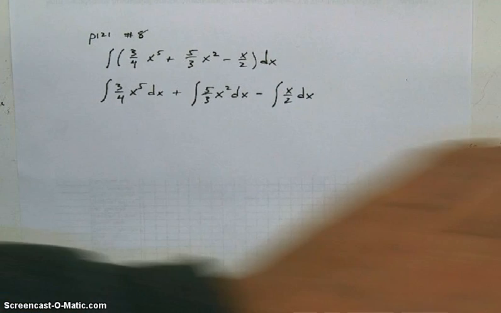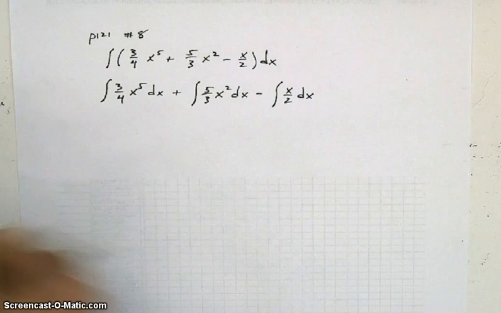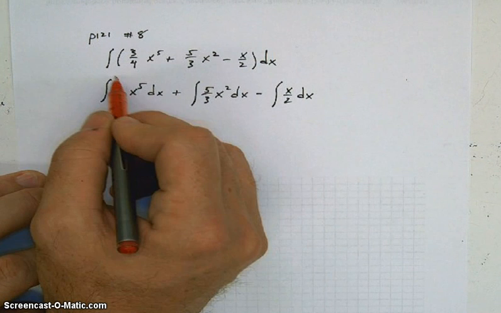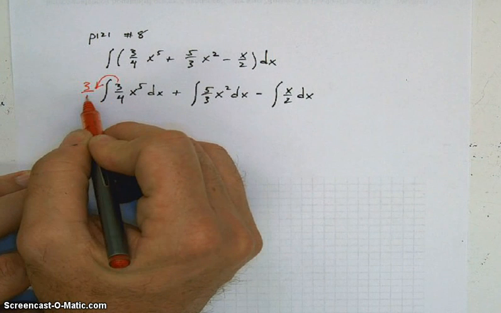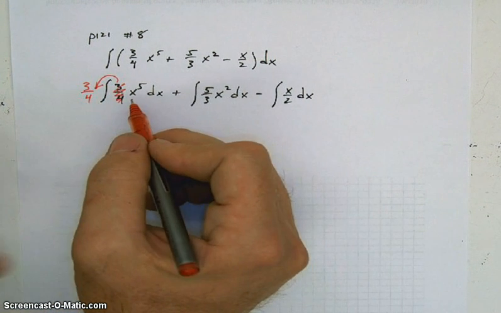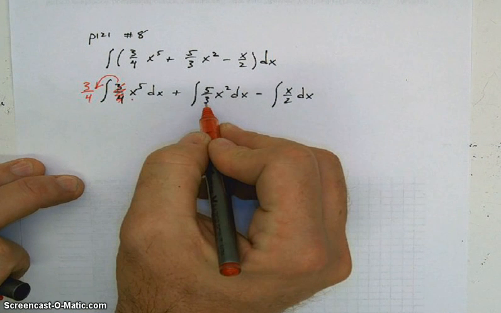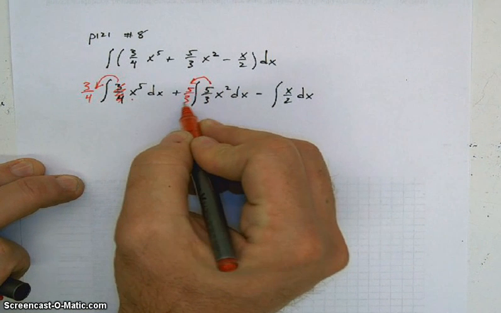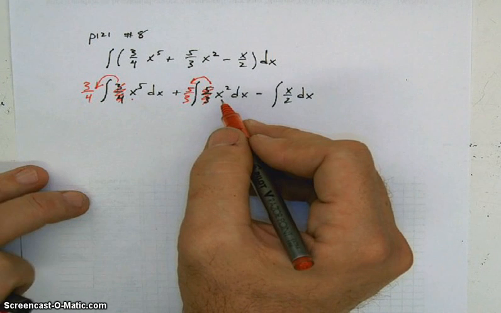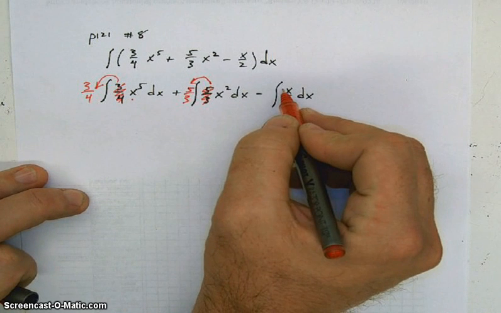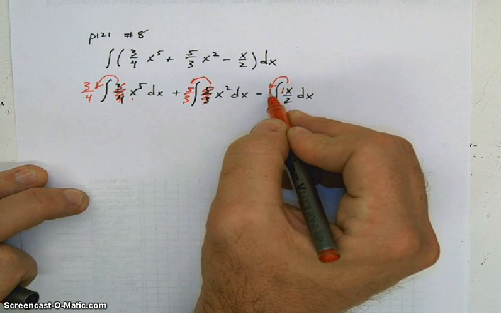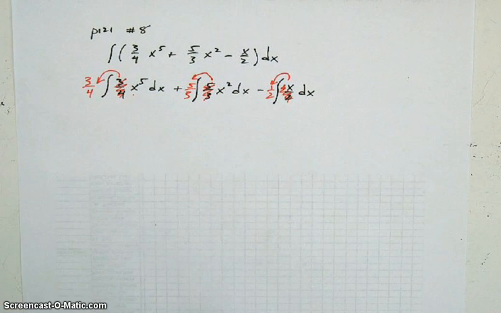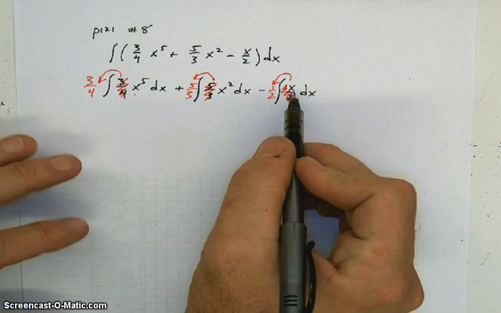Okay, so another rule comes into play here, and that is to simplify things, we can take this constant 3/4 and pull it out of the integral so that we can find the antiderivative of x to the 5th all by itself. We can do the same here with this 5/3, pull it out, and work on the antiderivative of x squared. And this is the constant 1/2. We'll take the 1/2 out and find the antiderivative using the power rule for integrals of x dx.